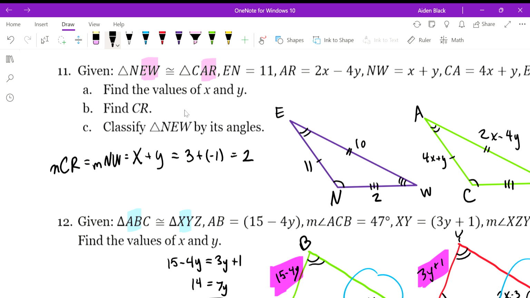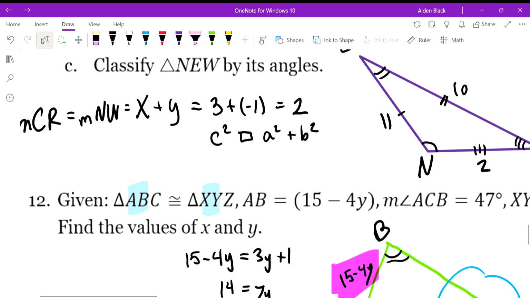So remember, if you're trying to classify it as acute, obtuse, or right by using the sides, you need to use whether c squared is less than, greater than, or equal to a squared plus b squared. That was on our first exit ticket and our first test, 5.1. This is all 5.1 here. So c squared, that's our longest side, which is 11. 11 squared, is it greater than, less than, or equal to the sum of the squares of the two other sides? The order does not matter.